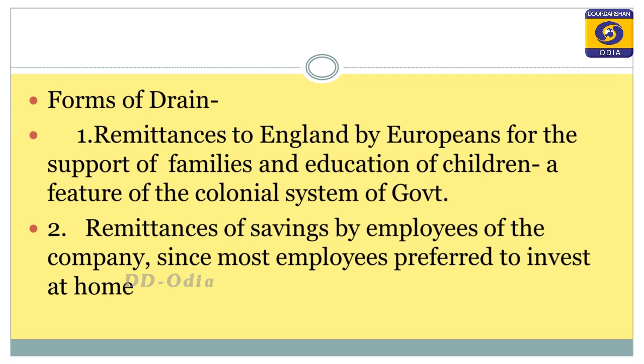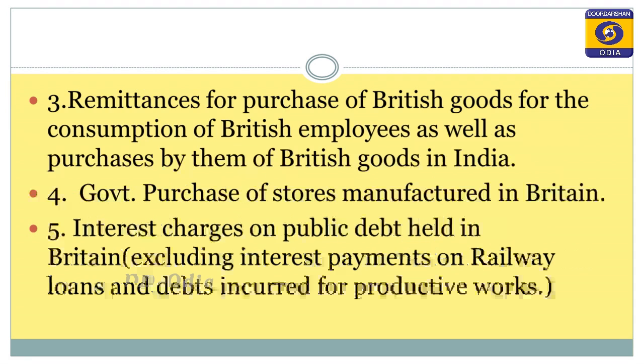There are different forms of drain. First, remittances to England by Europeans for the support of families and education of children, a feature of the colonial system of government. Second, remittances of savings by employees of the company, since most employees preferred to invest at home. Third, remittances for the purchase of British goods for the consumption of British employees, as well as purchases by them of British goods in India.